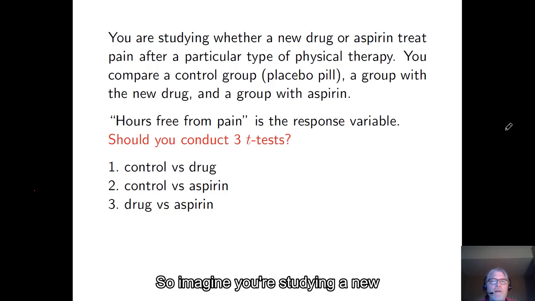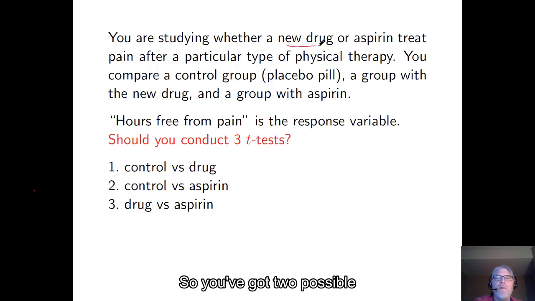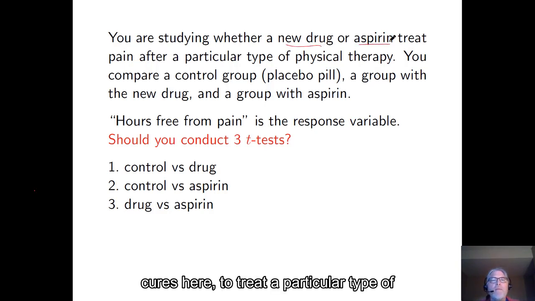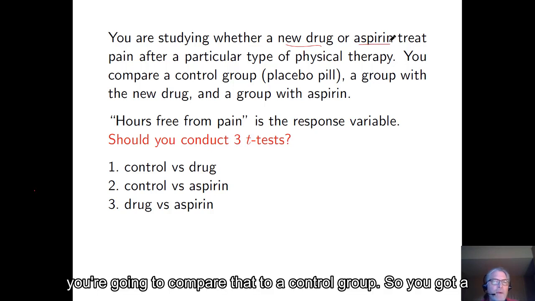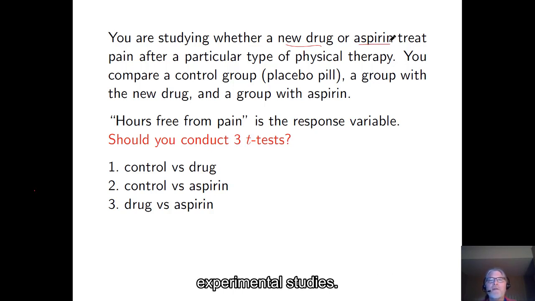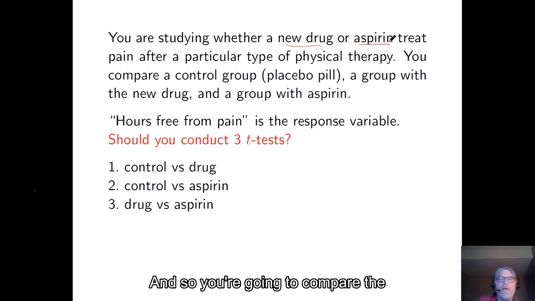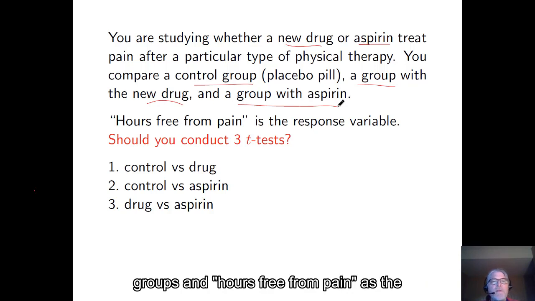So imagine you're studying a new drug, and whether it or aspirin, so you've got two possible cures here, treats a particular type of pain after physical therapy. You're going to compare that to a control group, so you've got a placebo pill. As we've discussed in the last chapter, it's important to have controls in experimental studies. And so you're going to compare the control group to the group with the new drug and a group with aspirin. So you've got three groups, and hours free from pain is the response variable. That's a continuous numerical variable.